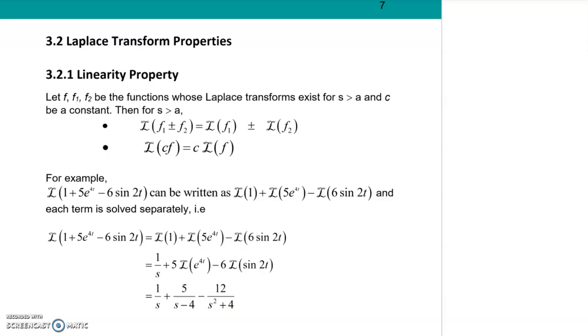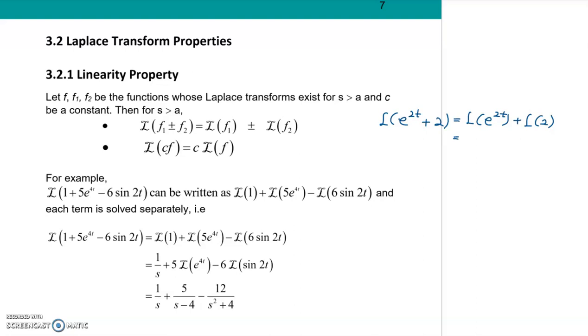I'm going to discuss based on an example so that you can see clearly, rather than just theoretical. So the linearity property. If, for example, you want to find the Laplace transform of exponent 2t plus 2, this can be written in separate transforms as Laplace of exponent 2t plus Laplace of 2. So you can separate into two.